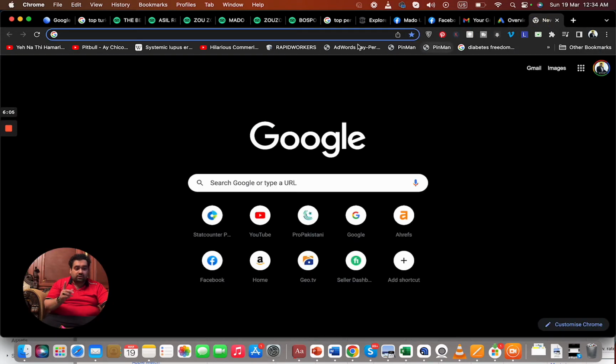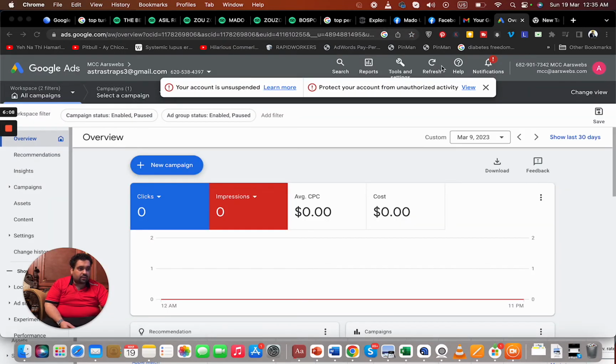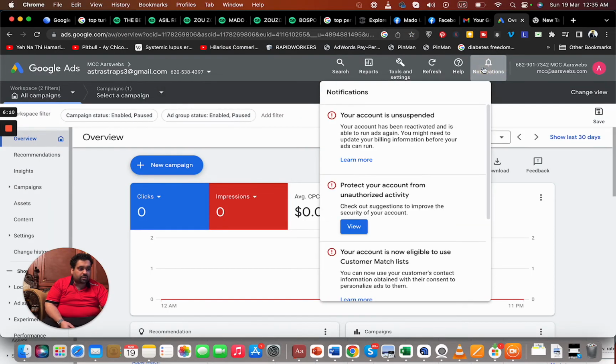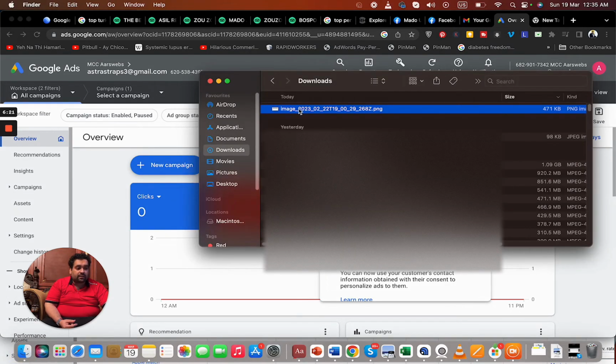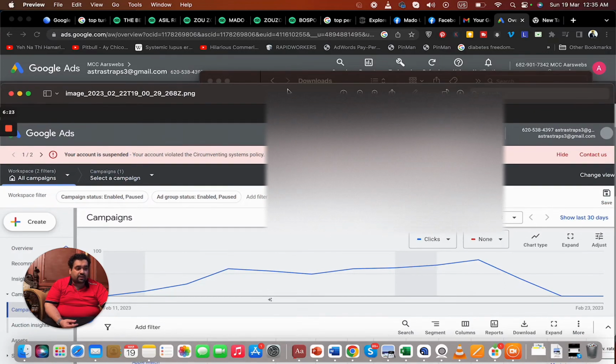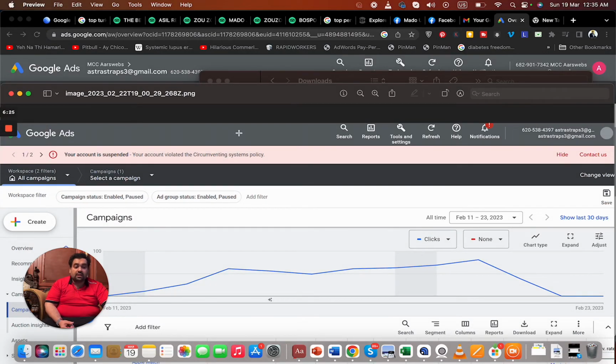I'm going to show you in 1 second. Just give me a moment. And here we are in the account, and you can see in the notification that your account is unsuspended. Although it is now saying that your account was suspended for billing information, it was actually suspended for circumventing systems, as I have told here as well many times, for circumventing systems policy. So circumventing systems policy is a very difficult error to get on. So yeah, we did it.